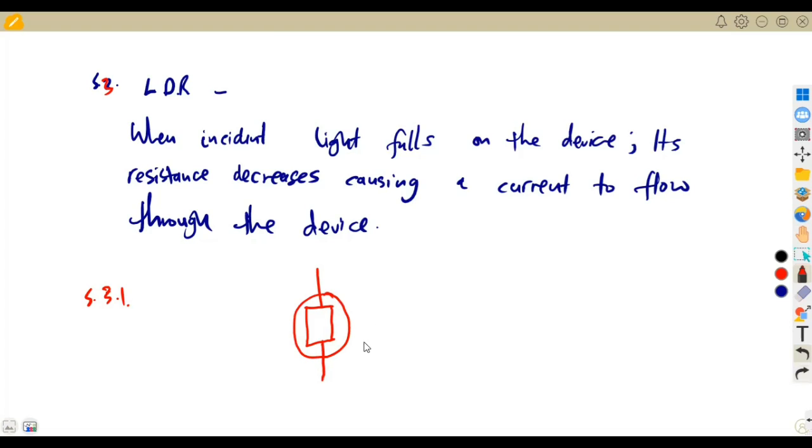All right, so that means it takes in the light. The light is going to be falling into our LDR in this case, whatever, but the light is supposed to be going into the LDR. That is the concept.